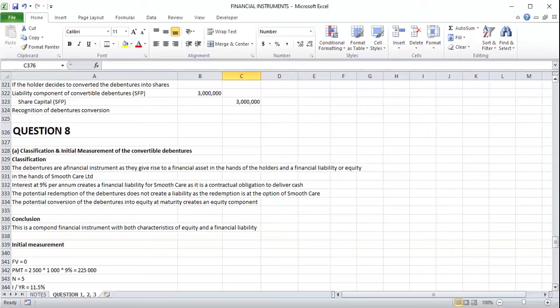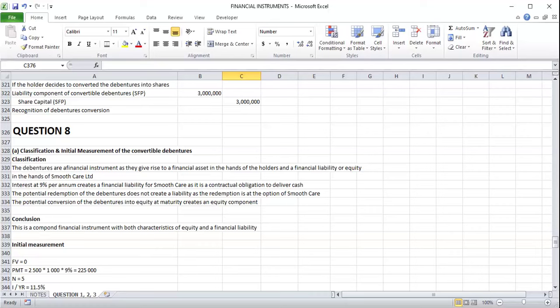So because it's in the hands of Smooth Care, it's not a liability. Yes, because they will do what they want. There's no obligation. It's up to them to pay money or not. Oh, okay. If they decide to convert into shares, they will not pay money, they will just give shares. Yes, so it's no longer a liability. That's why. All right. Okay. Thank you.